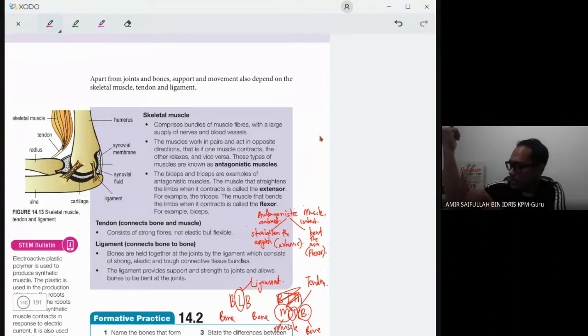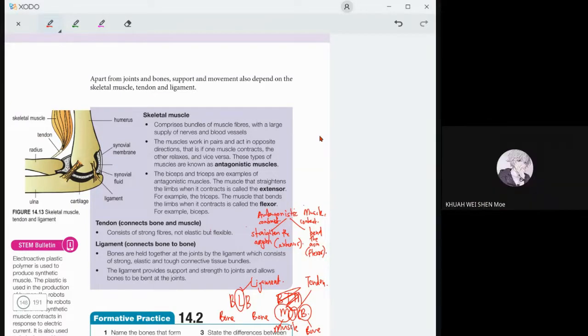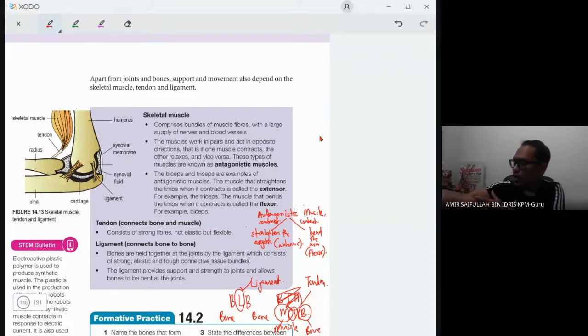Okay, so bicep ini ialah flexor ataupun extensor guys? Bicep is an extensor ke flexor muscle? This bicep. Flexor. It is called flexor because it will pull the arm when it contracts. Okay, so ini pula when it contracts. Okay, tengok now contract, relax.